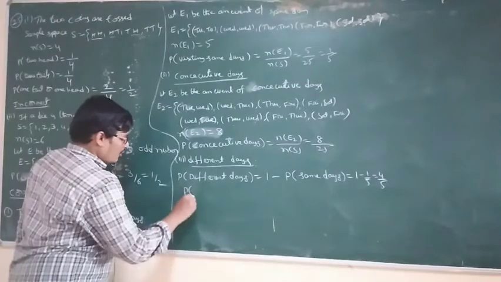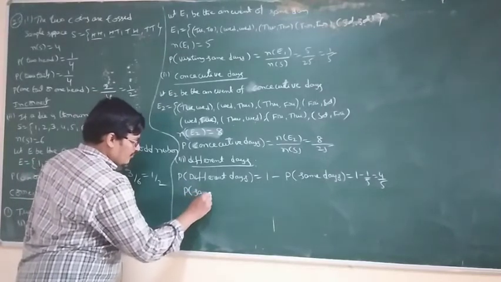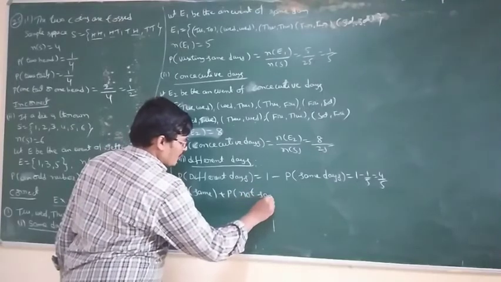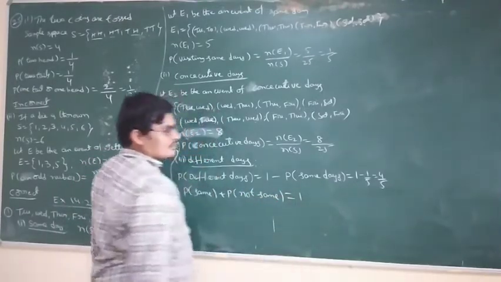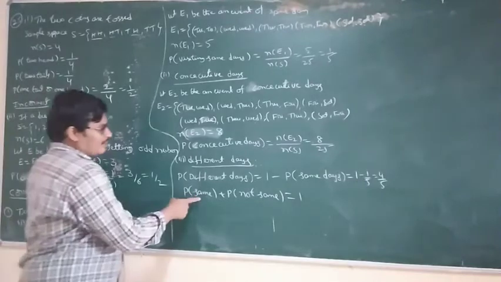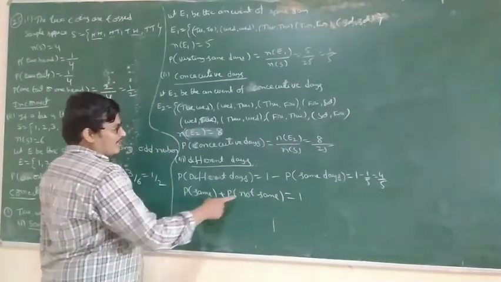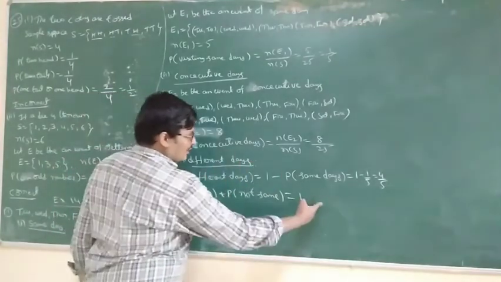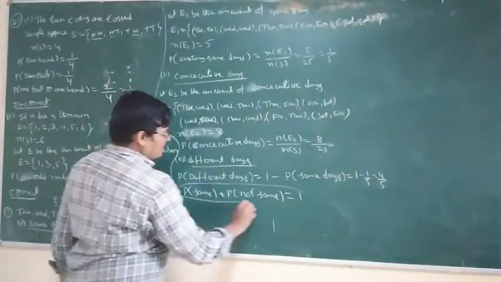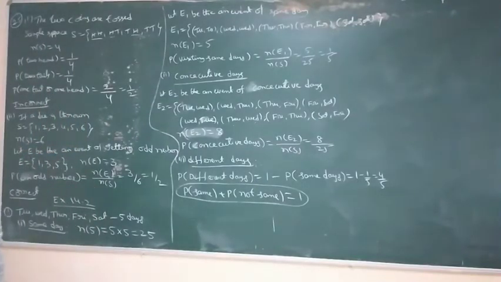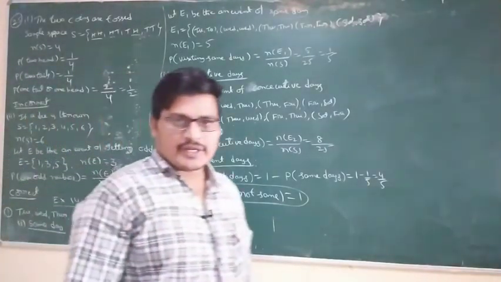So probability of same plus probability of not same, complementary. Not same means what? Different. So probability of different is equal to 1 minus probability of same. This is the complementary formula.